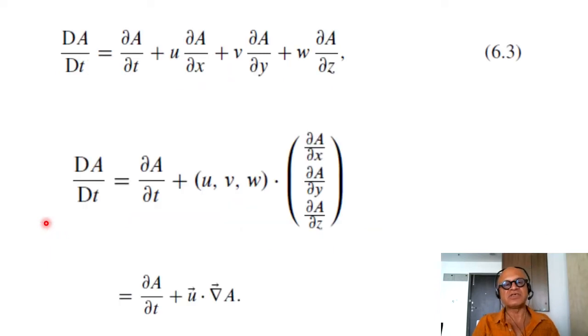I hope it's clear. I think you've done this before somewhere. So if we take then the Lagrangian derivative or material derivative dA/dt written this way, then we can write this as ∂A/∂t plus vector (u, v, w) dotted with (∂A/∂x, ∂A/∂y, ∂A/∂z), the gradients of the quantity you're looking at, density, temperature, salt, or whatever else, and this can be abbreviated to ∂A/∂t plus u dot grad A, where we are using vector notation with the dot product.